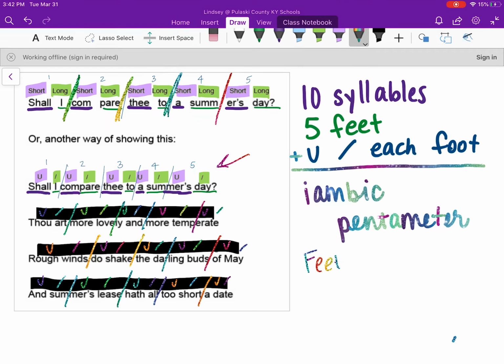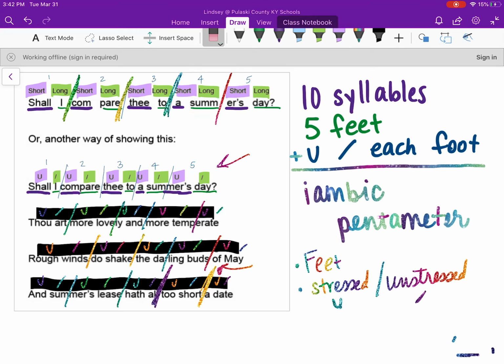The feet, and that's this, where you put a slash between the syllables. You need to mark the feet. You need to mark the stressed and unstressed syllables. Okay, that's the U's. Hold on, buddy. And the slashes. And I think that's it for the iambic pentameter, I'm pretty sure. If you do that, we'll call it good.